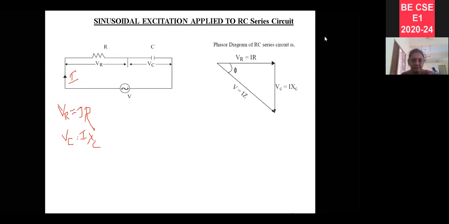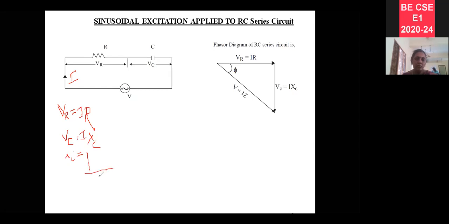What is 1 by omega C? It is not inductive capacitance, it is capacitive reactance. X is called the reactance. If it is going to be XL, then it is called the inductive reactance. If it is going to be XC, it is called the capacitive reactance. The formula for XC can be written as 1 by omega C.